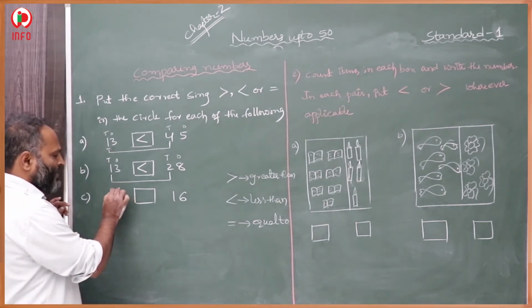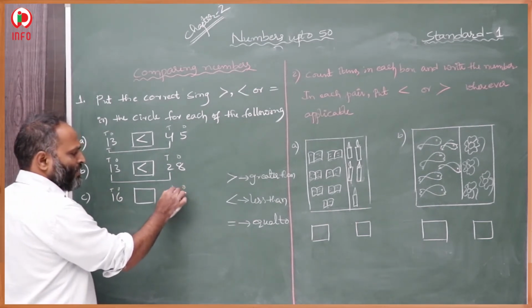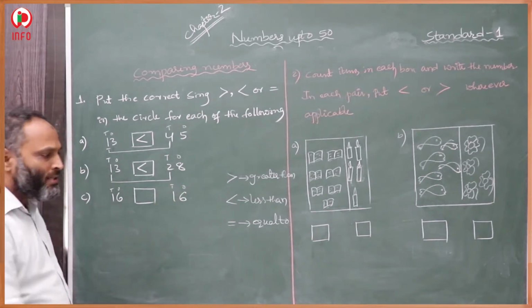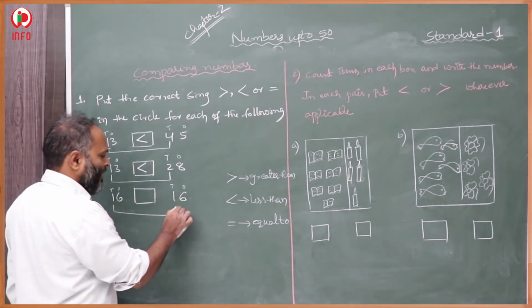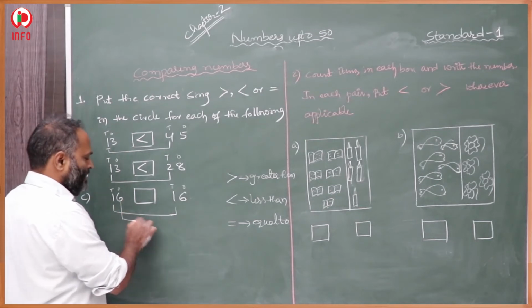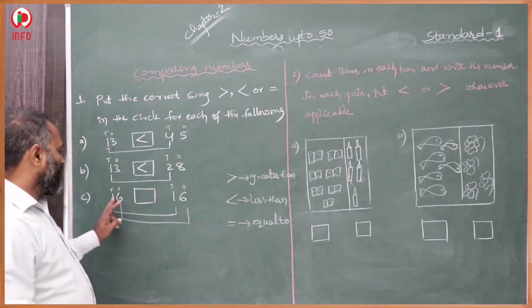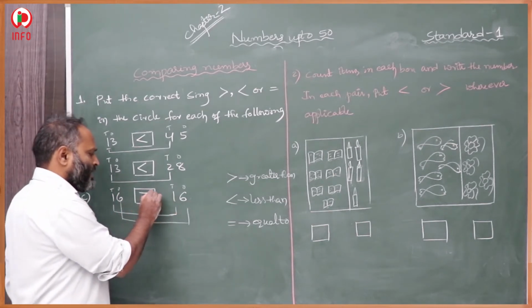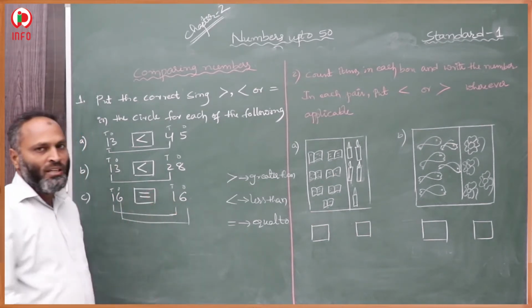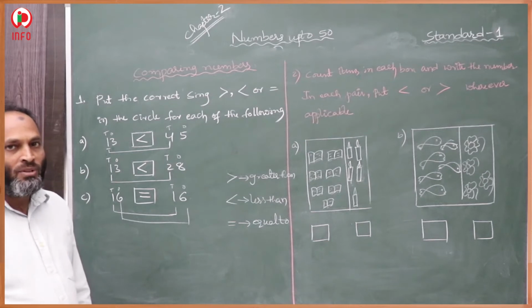This is ones place. This is tens place. In tens place, 1 is there. In ones place, 6 is there. Both are equal values: 16 and 16. This is equal to, 16 equal to 16.